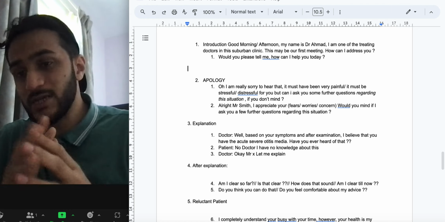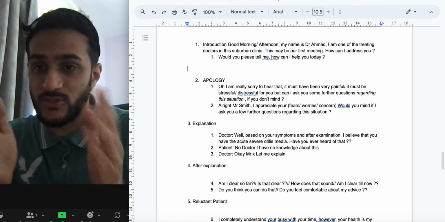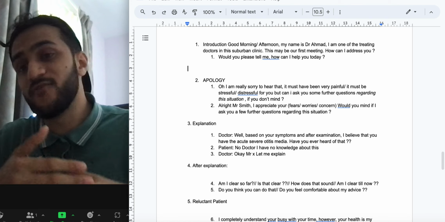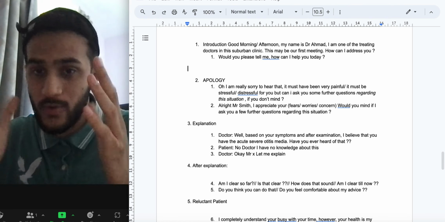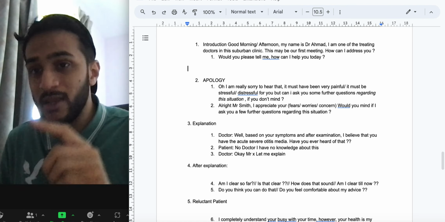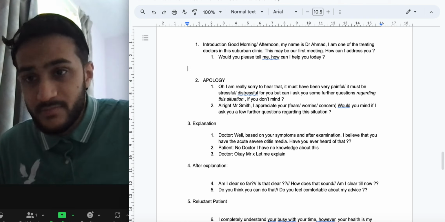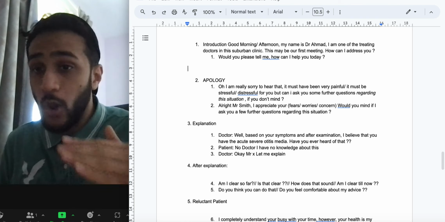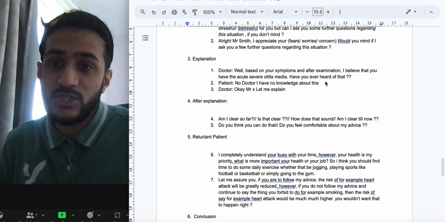The reason you apologize and say, I could imagine this could be a very painful, very distressing, very stressful situation for you, is to show that you feel empathy for the patient. Empathy is key marks for the OET. So the first thing is introduction. The second thing is, do apologize. No matter what, whether he has a headache, stomach pain, chest pain, always apologize to him. Okay, perfect.